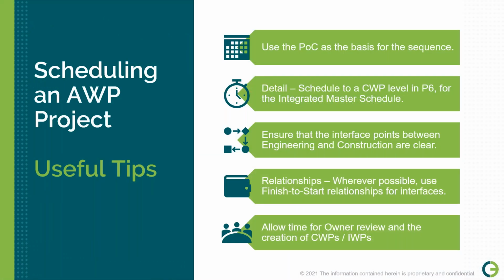So a few useful tips for scheduling an AWP project. The first one, I hope is obvious by now given what we're just talking about: use the path of construction as the basis for the sequence. If you create a path of construction and your scheduler sits in a different room and builds a completely different schedule, it's not going to work for you.